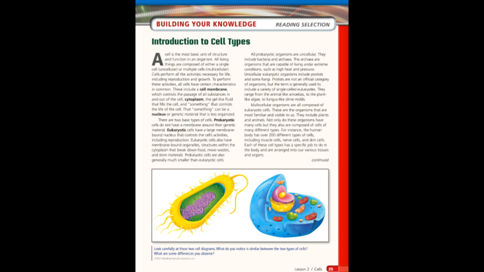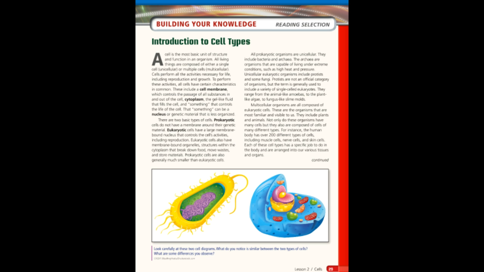All prokaryotic organisms are unicellular. They include bacteria and archaea. The archaea are organisms that are capable of living under extreme conditions, such as high heat and pressure. Unicellular eukaryotic organisms include protists and some fungi.